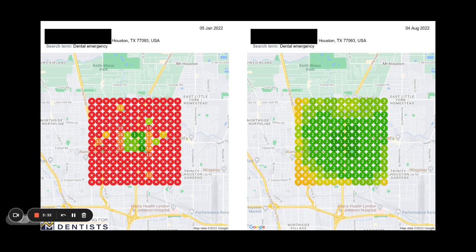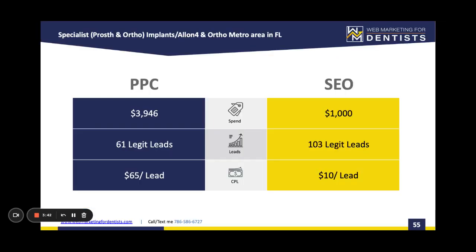This is a January through August transformation where now you can see all the ones, twos, threes. Those are all areas where now this dental practice is showing for the keyword dental emergency and generating far more new patients that way. So if you look at what the results are from doing something of the sort, you can see in a comparison of our client that's running both paid ads and SEO, they spend $4,000 to generate 61 leads. It's $65 a lead on pay per click.